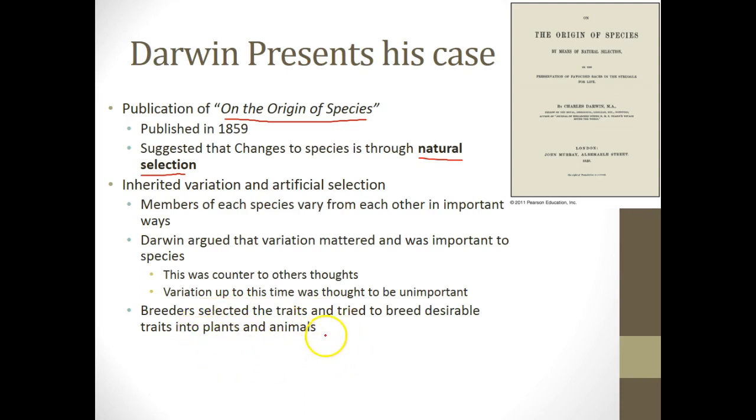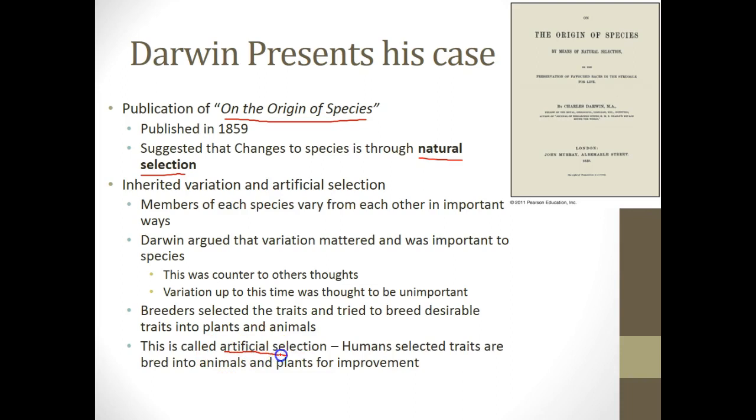Every single one of the domesticated dog breeds is a direct descendant of the wolf. They all have wolf DNA. They're all descended from the wolf, but they are the result of a process called artificial selection, meaning humans selected the traits and bred those traits into the animals and plants for improvement. So if humans wanted the smartest dog, they would breed the smartest wolves together over and over, and over the course of many generations produced the more intelligent dog breeds. If they wanted a smaller dog, they would breed the smallest wolves back to the smallest wolves.